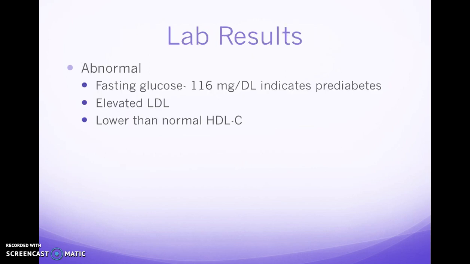Jane's lab results are normal with the exception of her fasting glucose, her high-density lipoprotein cholesterol, and her low-density lipoprotein levels. Her fasting glucose of 116 milligrams per deciliter indicates that she is pre-diabetic. And her lower than normal HDL levels and abnormally high LDL levels, likely attributed to her high blood glucose levels, sedentary lifestyle, excess weight, and high saturated fat intake, put Jane at an increased risk for developing heart disease and stroke. Based on this information, let's move on to the recommendations.